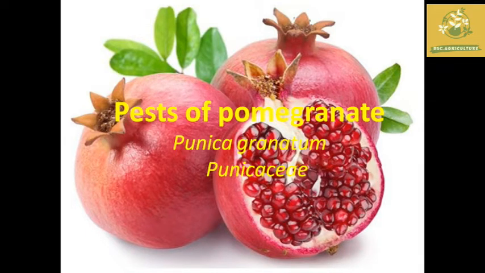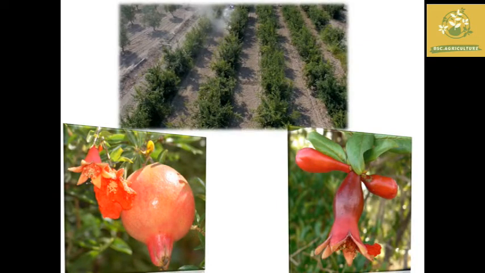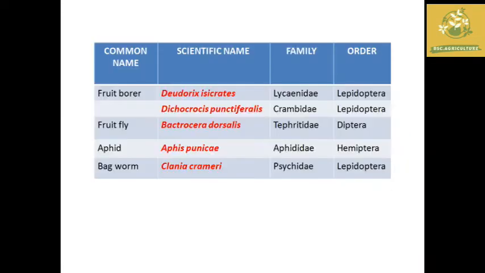So let's see about the insects. This is the picture of the pomegranate cultivation, as well as the fruit and the flower of pomegranate, shown in this first picture. The major insects which affect pomegranates, I have given their common names, which are fruit borer, fruit fly, aphid as well as bagworms, and I have also given their scientific names and their family and order respectively. So let's move to the video and see about their symptoms as well as their significance.